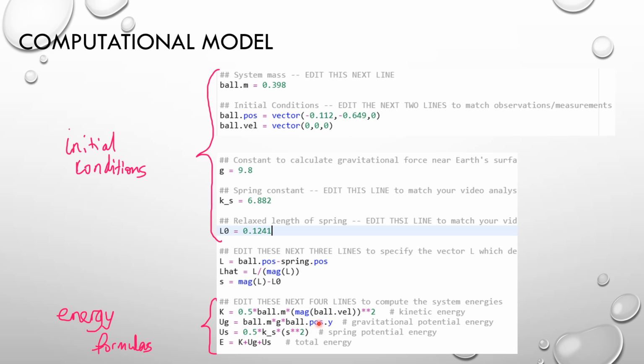Then we put in the energy formulas to define the initial kinetic, the initial gravitational, and the initial spring energy. All of those added together is just the initial total energy.